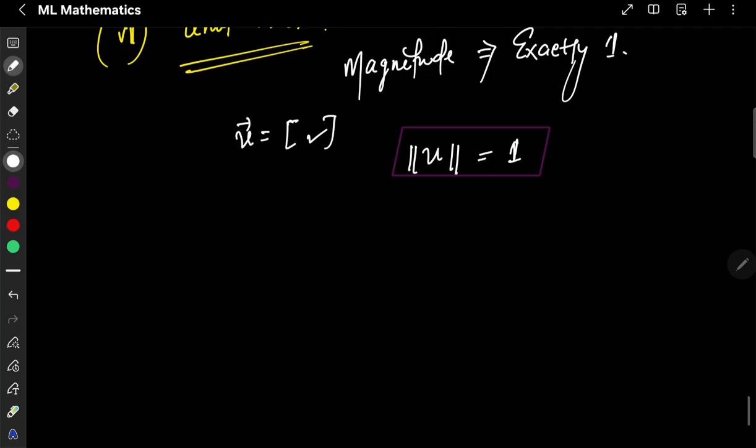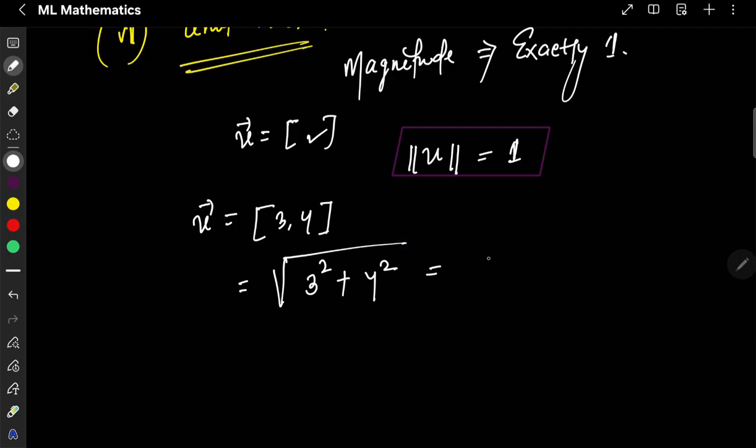If you have a vector u with two elements, like 3 and 4, what we do is 3 squared plus 4 squared, square root, which is the square root of 25, which is 5, right? Now tell me one thing, this looks like the L2 norm, right?